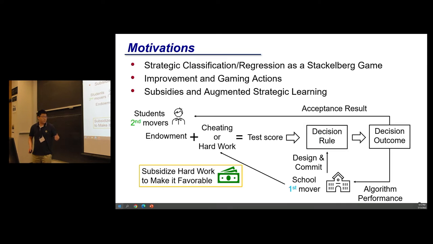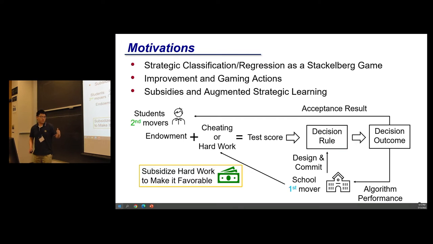So one of the popular motivating examples for this type of system setting is the school admission problem. In this problem, the school principal can be a decision maker designing test score-based admission rules. That's the decision rules here. And then when the agents, or say the students, observe the test-based decision rule, they will try to take cheating or hard work type of actions. So cheating will be gaming actions, and hard work will be improvement actions to get a desirable test score and thus the desirable admission outcome. And of course, the students are different in their endowment, which can be thought of as talents or anything that they accumulated throughout the years.